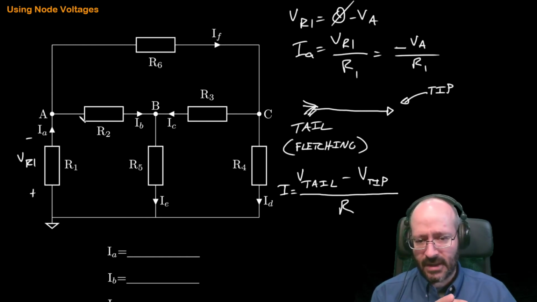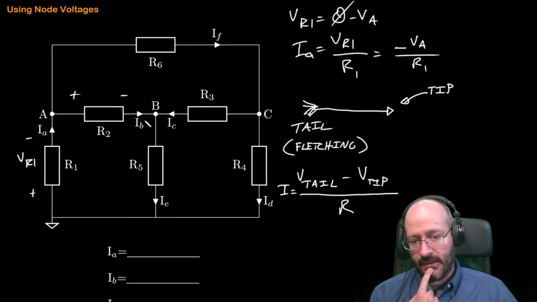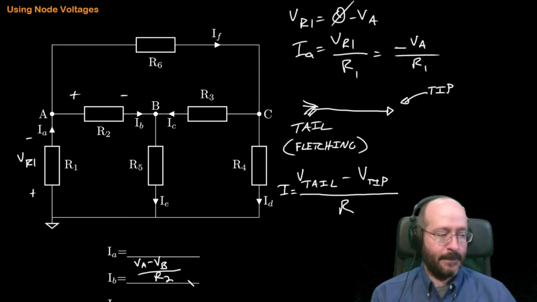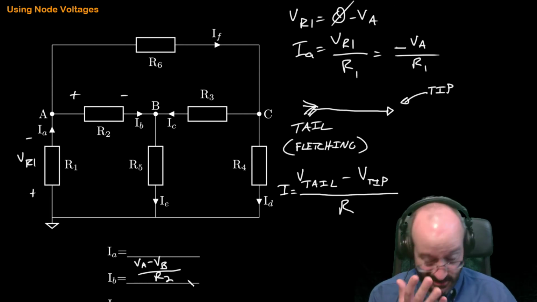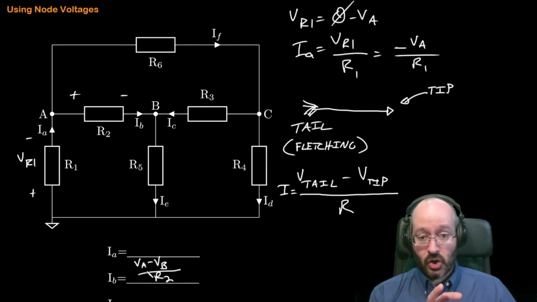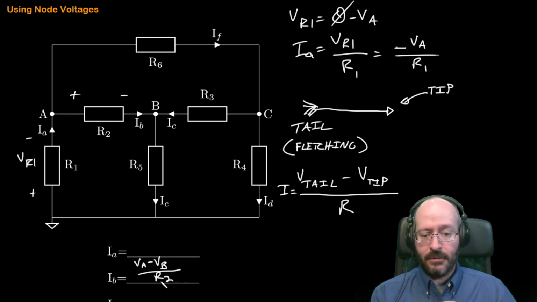All right, so let's play this game with IB. It's moving left to right, so passive sign convention tells me it's going to be like that. That's the voltage at the tail minus the voltage at the tip, and it's going to be over the resistance. So I can come down to IB, and I can say IB is equal to VA minus VB over R2. Simple as that. And that's our current. It's a combination of a KVL to get the voltage across it and Ohm's law to turn it into a current. So it's still working on those fundamental laws.